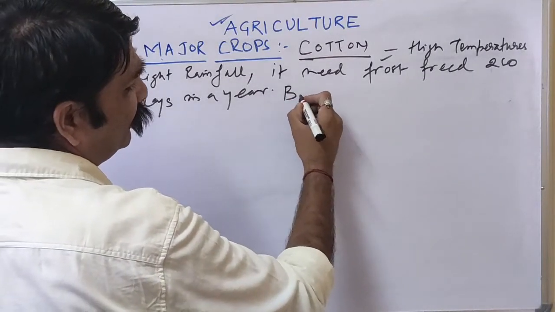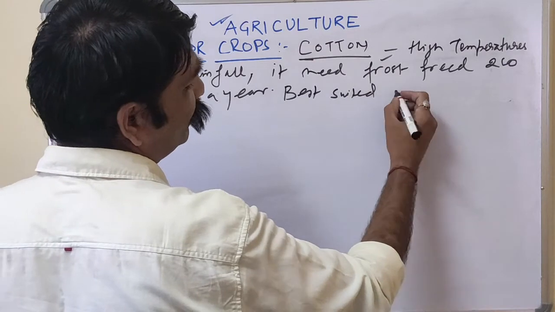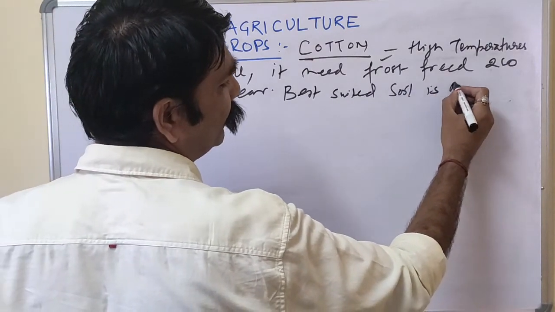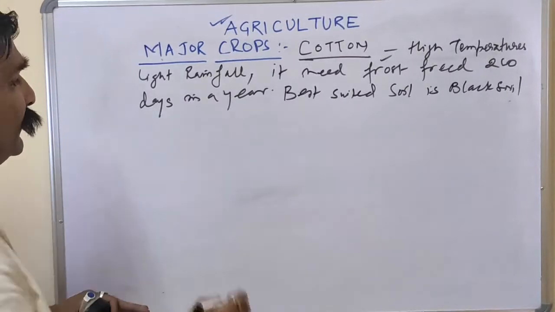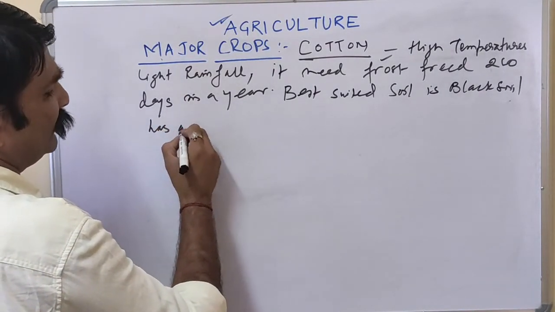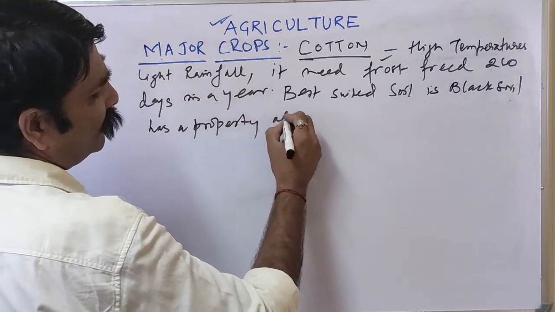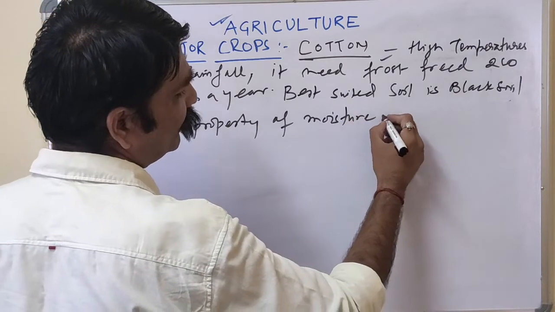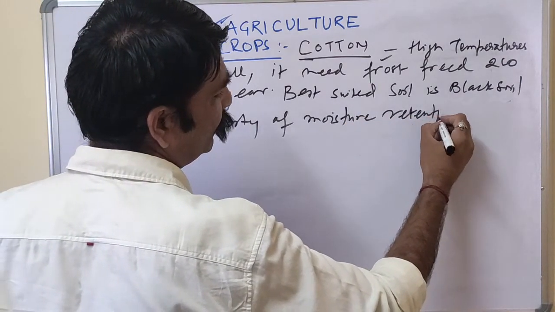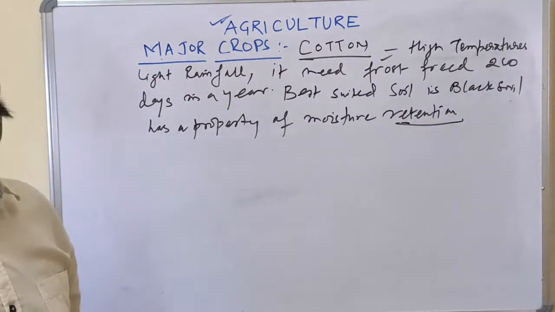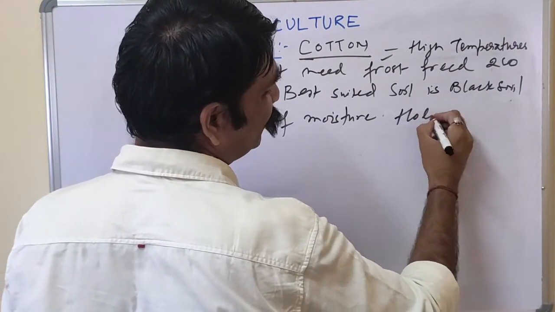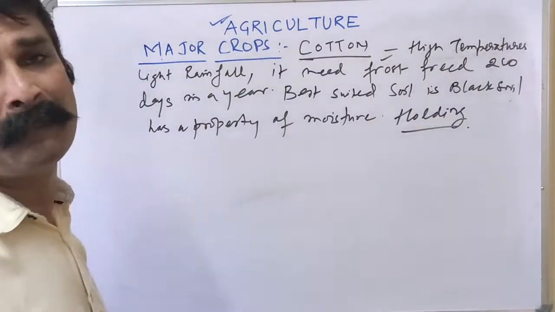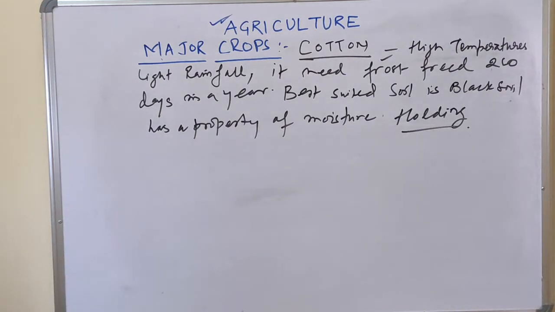Best suited is black soil for cotton cultivation, because black soil has moisture retention, or you can say moisture retentivity, or you can also say moisture holding capacity. And that's why this black soil is best suited for the cultivation of cotton.